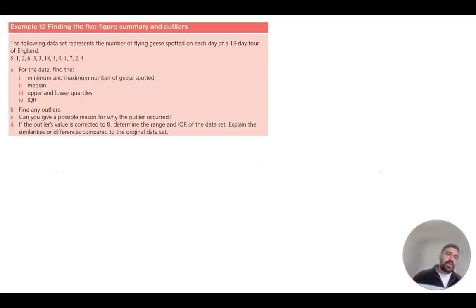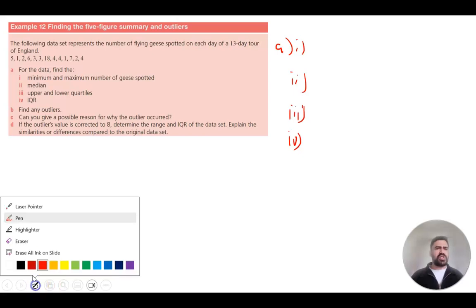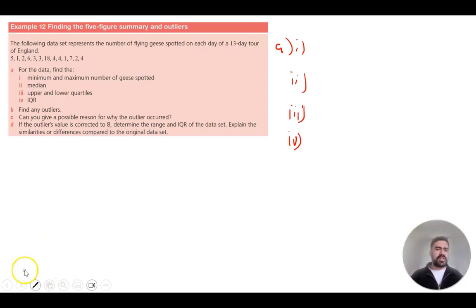Now, our final example is a bit of a chunky one, with 4 parts. We're going to be looking into the following data that represents the number of flying geese spotted on each day of a 13-day tour of England. Very specific niche data. For this, we are going to look at the minimum and maximum number of geese, the median, the upper and lower quartiles, and the IQR. Hopefully by now you should know how to tackle these types of questions, especially the minimum, maximum and median. This is something that we should know off by heart.